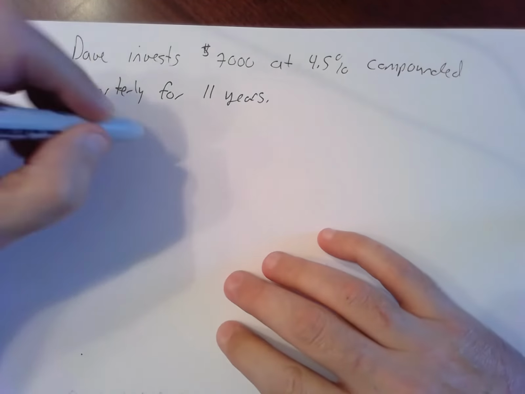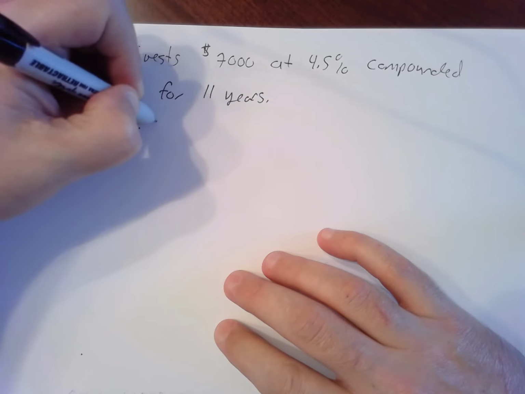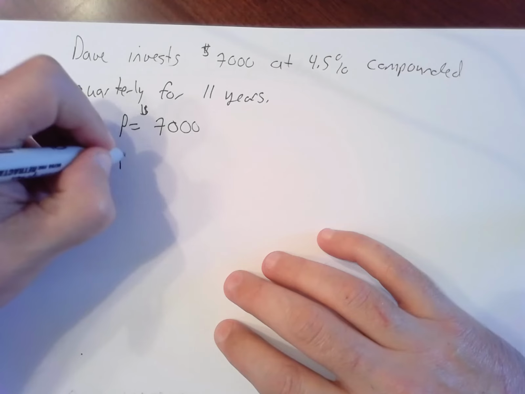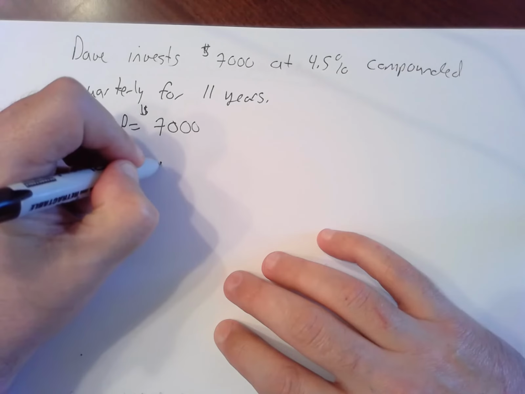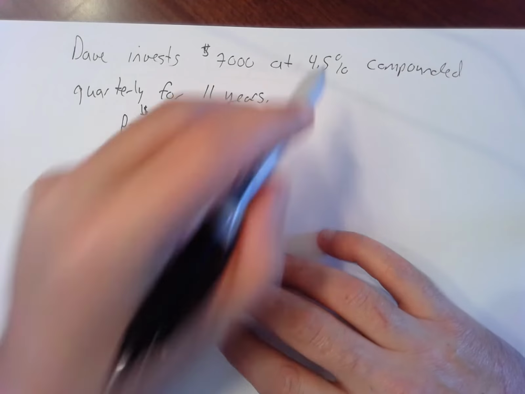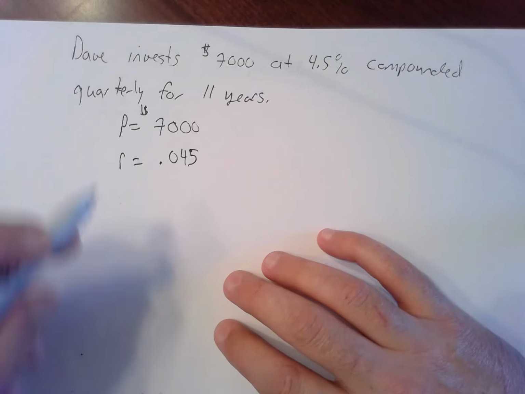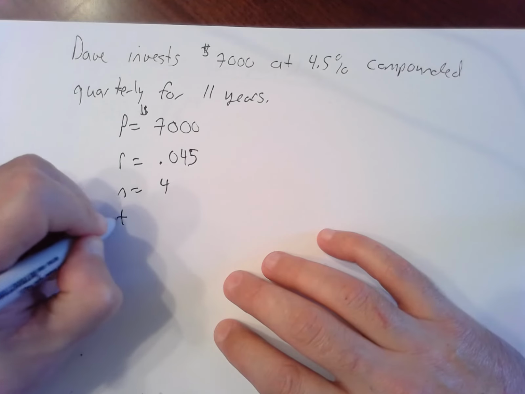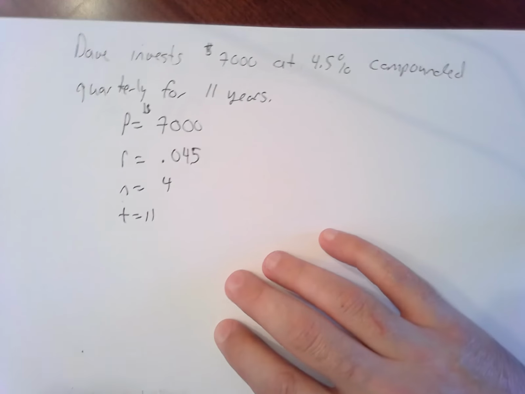So our typical problem will look like: Dave invests $7,000 at 4.5% APR, compounded quarterly for 11 years. So we identify all of our variables. My principal was $7,000. My interest rate as a decimal is 0.045. Turn 4.5% into a decimal. Compounding quarterly, so n is 4, and I have 11 years.